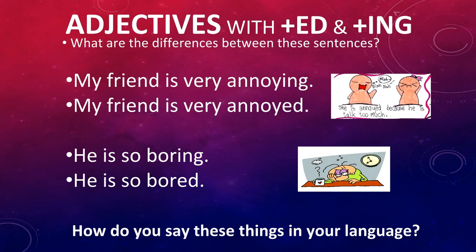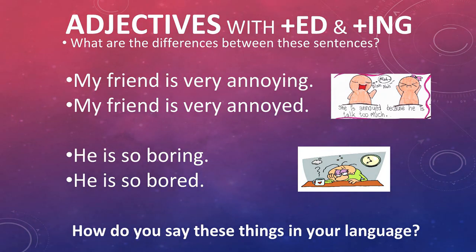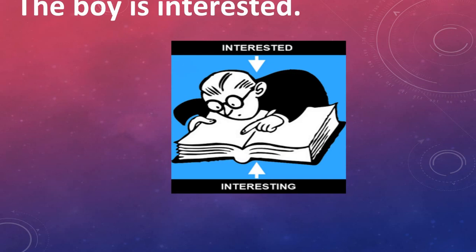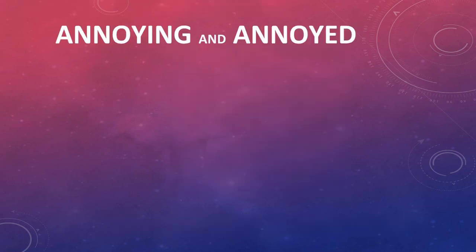Also, at this point, it might be worth thinking carefully about how you say these sentences, these phrases, in your own language, so you can understand how that relates to English. Another example here, interested and interesting. The boy is interested in the book and the book is very interesting.